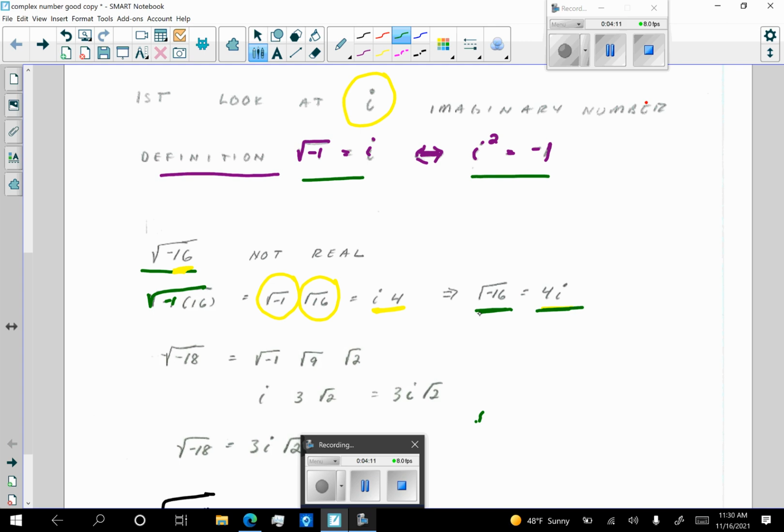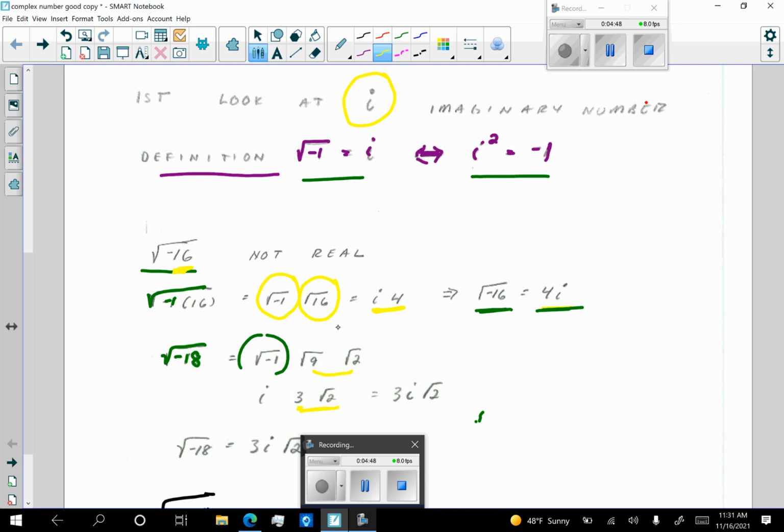So let's do the square root of another negative number. Right here I have the square root of -18. When you see a negative under the radical, when the radicand is negative, the first thing you do is pull that square root of -1 out. So this is going to be the square root of -1 times the square root of 9 times the square root of 2, and we know that 9 times 2 is 18. The reason we did that is I know the square root of 9 is 3. The square root of 2 remains the square root of 2.